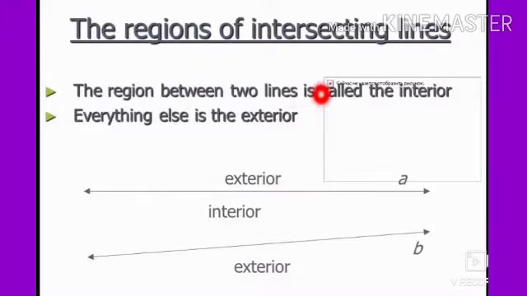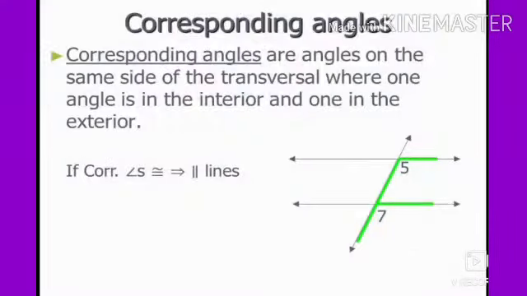Now students, the region of intersecting lines. Here the region between two lines is called the interior. Everything else is the exterior. And here corresponding angles are angles on the same side of the transversal, where one angle is in the interior and the other one in the exterior.